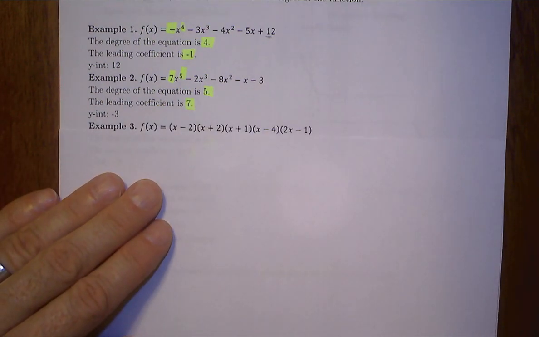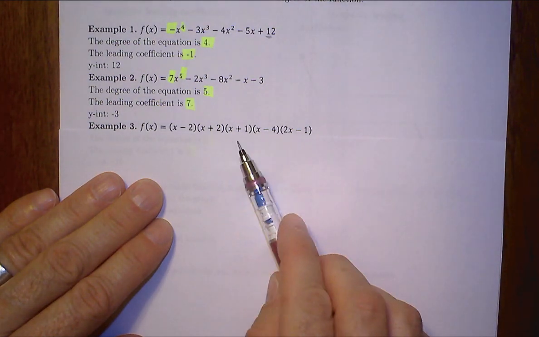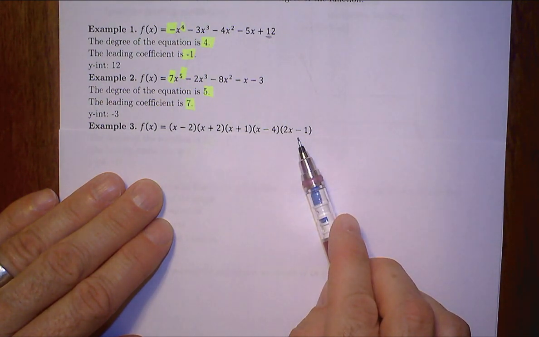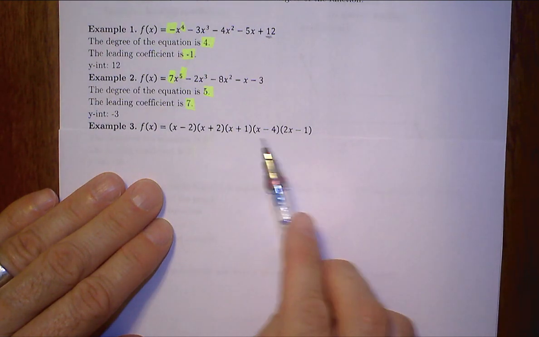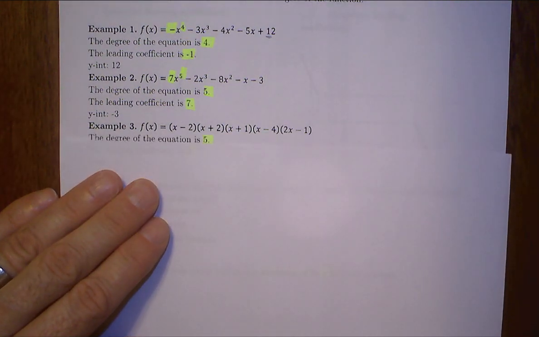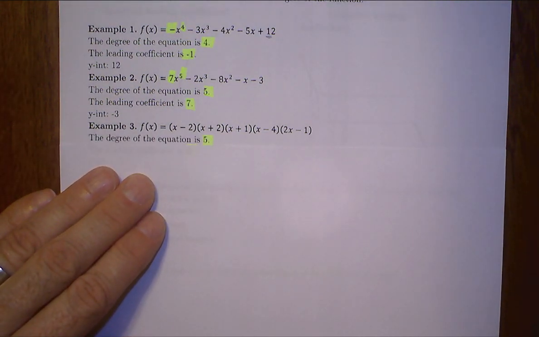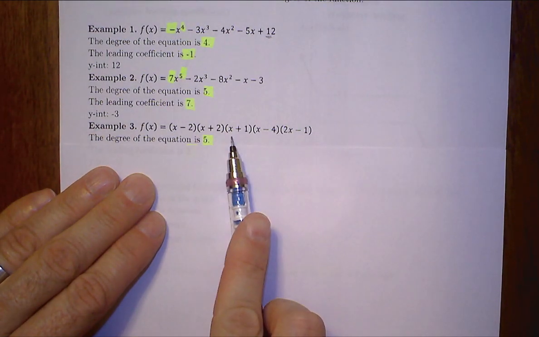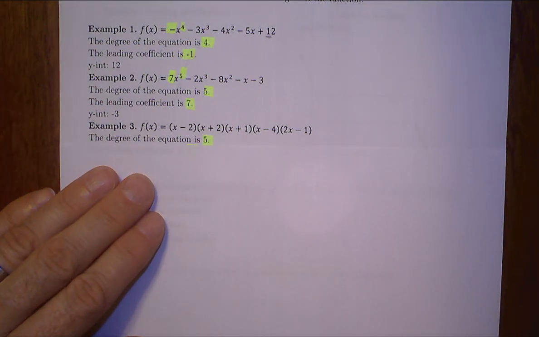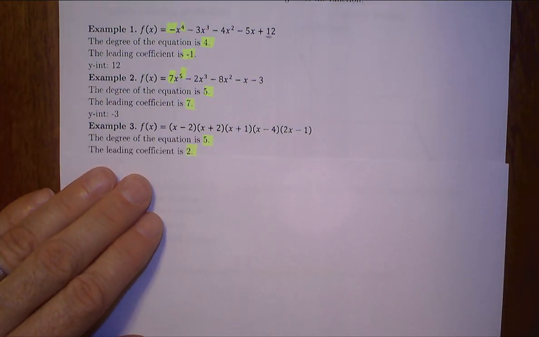Example 3. This one looks a little bit different, yet it is the same. So what is the degree? You have to ask yourself, if I multiplied all of these terms out, what would be the exponent on top of x? So x times x times x times x times x. There are 5 x's, so it'll be x to the power of 5. Now the leading coefficient: 1x times 1x times 1x times 1x times 2, if you multiplied all those terms out, it would simply be 2.